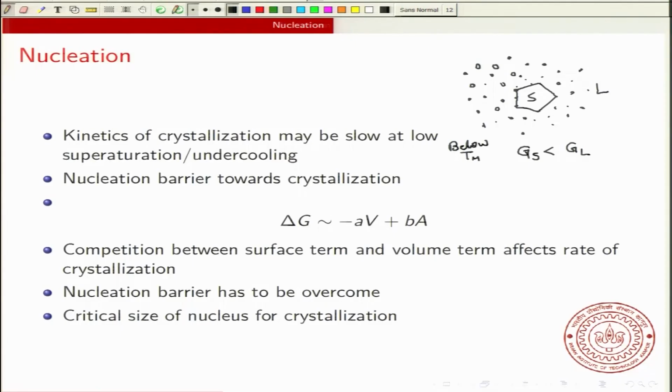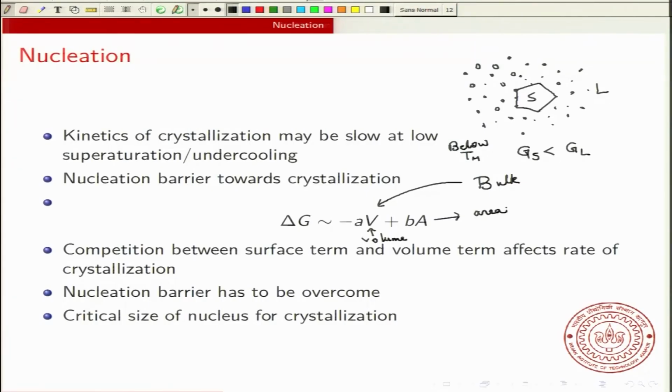So if you look at the free energy difference between the liquid and the solid, there is a term which is proportional to the volume. So this is the bulk term. The bulk term means that the free energy of the solid is less than that of the liquid. So if you have a bulk solid, then it will have a lower free energy. However, there is an energy cost to form this interface which is proportional to the area. So this is your volume, and there is a cost that is proportional to the area.